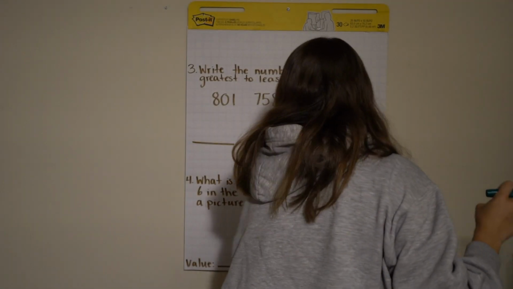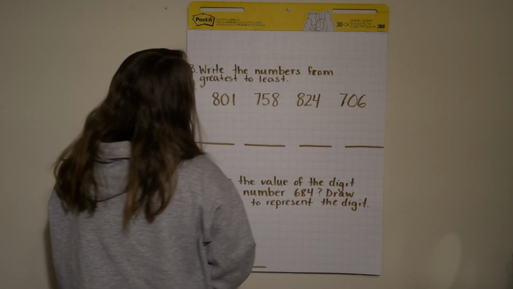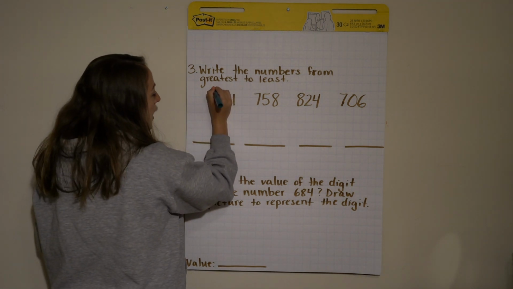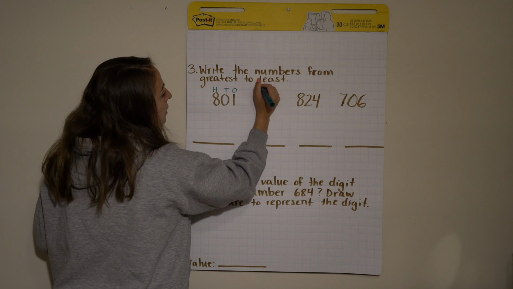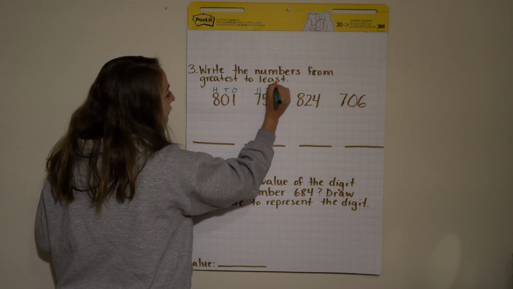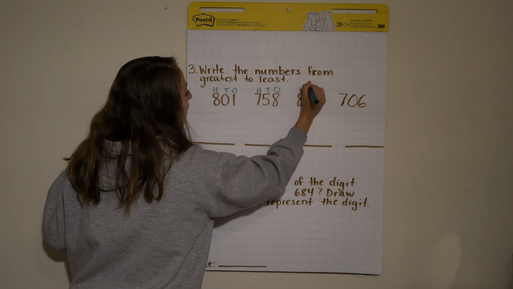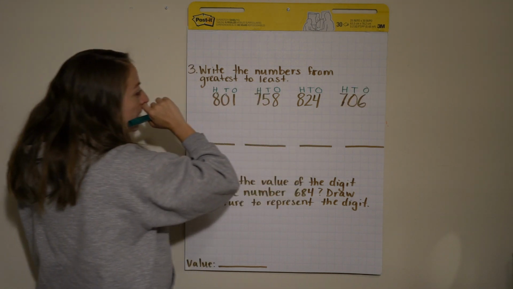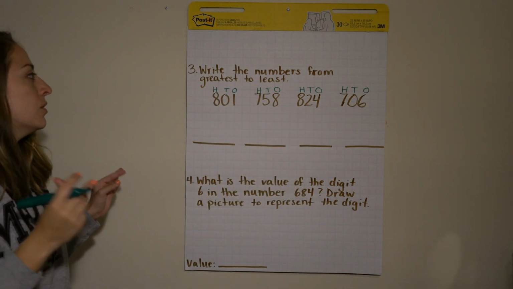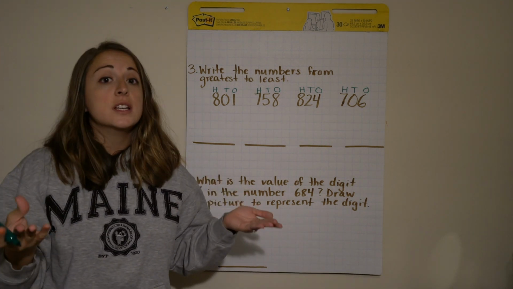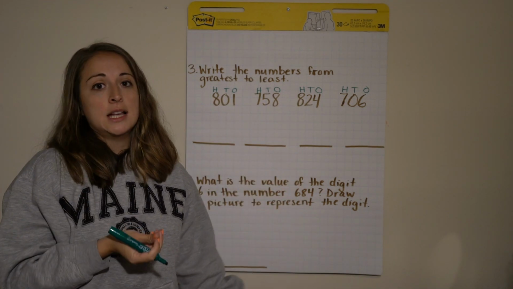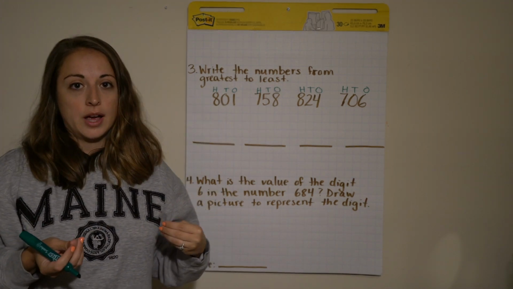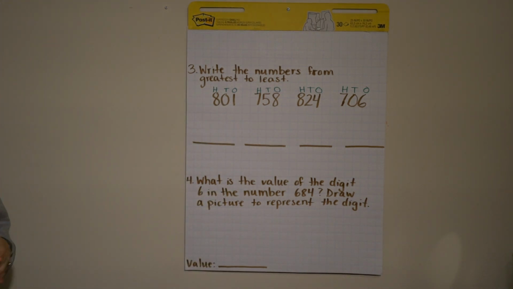Okay, it says write the numbers from greatest to least. So first thing you should do is write HTO at the top. And I want you to go through and make sure you remember, if you have the same hundreds, you will need to look at the tens place to decide which one has the greatest amount, okay? You can go ahead and do this now.